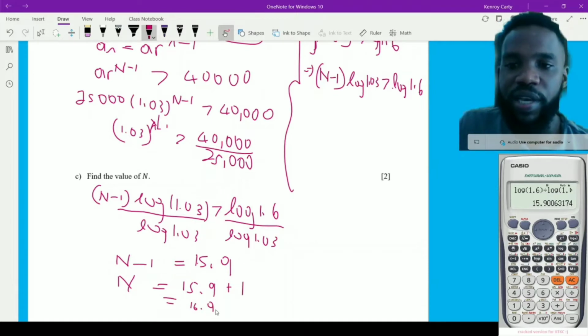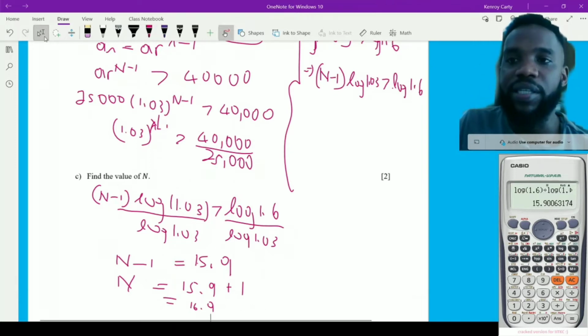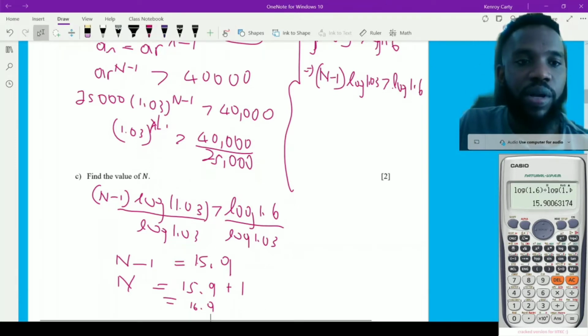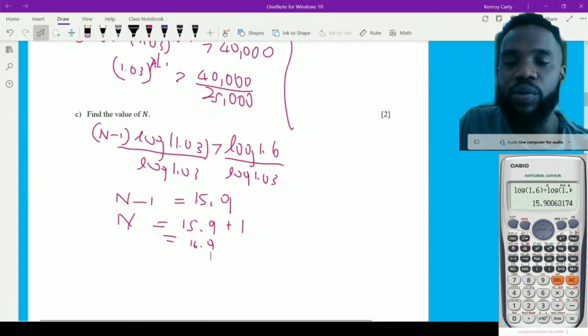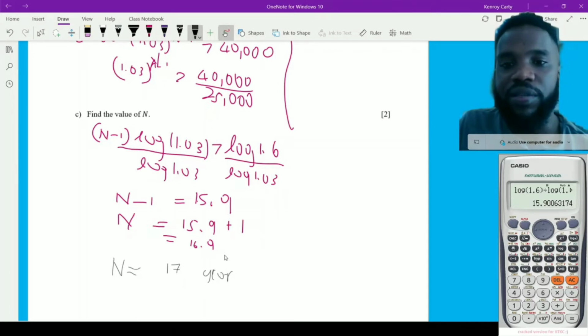Now, what does 16.9 really mean to you? 16.9 means that I have completed 16 years and I'm now in my 17th year. So really, how long does it take? n would actually have to be 17, because you're already in the 17th year. So n would be equal to 17 years. So after 17 years, it would exceed that value there.